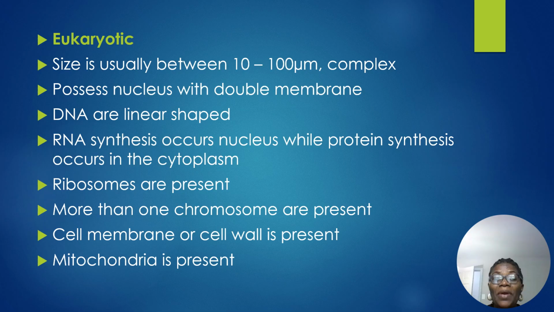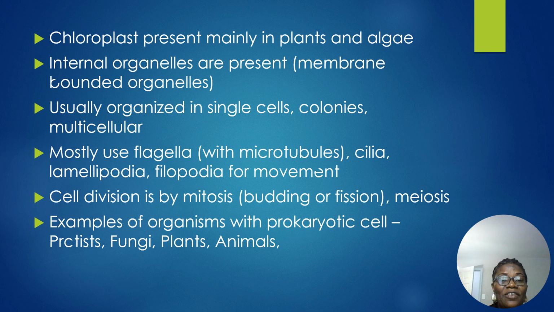We have more than one chromosome present in the eukaryotic cell, and the mitochondria are also present. The cell membrane or cell wall that is separating or covering the cell is also present in eukaryotic cells. Chloroplasts are also present here. Internal organelles, that is organelles that are present within the cells. We have different organelles present within the cell.